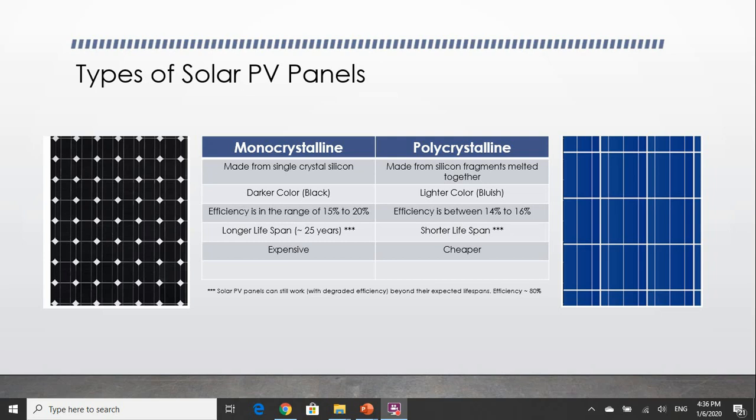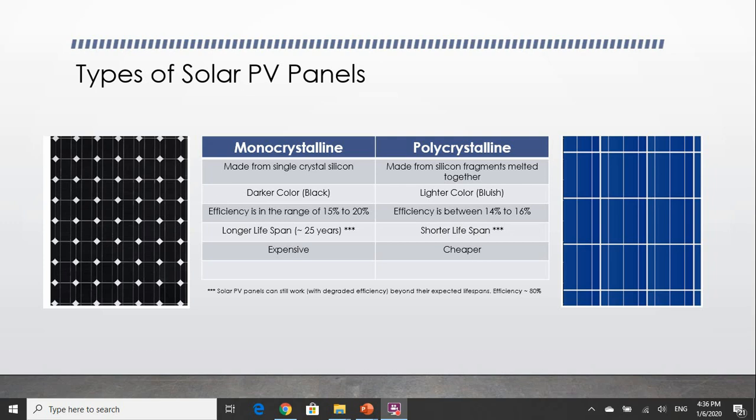So for some, the monocrystalline panel is the panel of choice, as it has higher efficiency, which is around 15% to 20%, compared to the polycrystalline panel, which is in the range of 14% to 16%. Because of this, the mono panels are more expensive than the poly panels. But due to the advancement in solar panel technology, you can now see some polycrystalline panels that can match the efficiency of the monocrystalline panels.